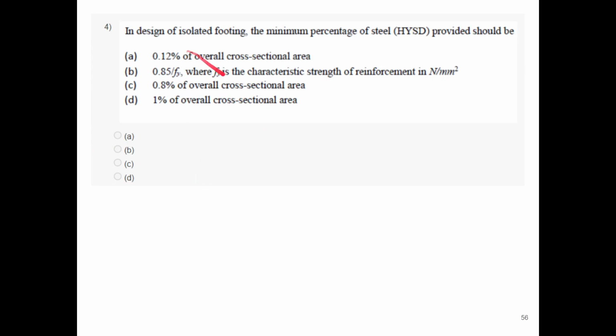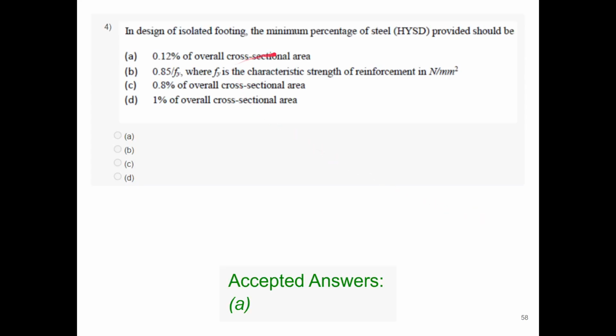Okay, so here basically we don't give shear reinforcements. So the minimum reinforcement is the same as the design of slabs. Therefore, in design of isolated footing, the minimum percentage of HYSD steel required is 0.12%. For mild steel it is 0.15%, and for HYSD steel it is 0.12% of overall cross-sectional area. As per IS 456, no shear reinforcement is provided in isolated footing. Therefore, minimum reinforcement is provided as per slab, which for HYSD is 0.12% of overall cross-sectional area. So A, 0.12% of overall cross-sectional area, is the correct option.